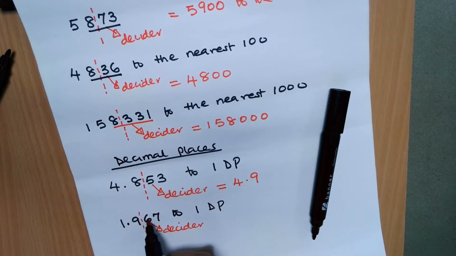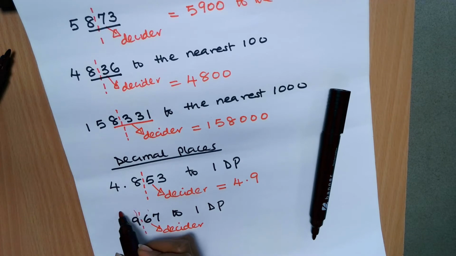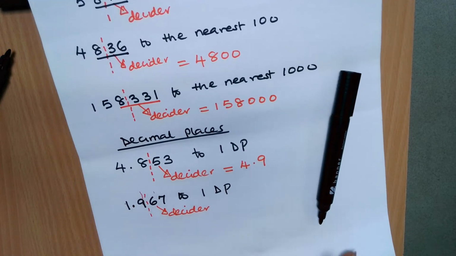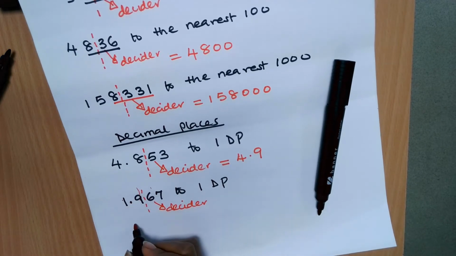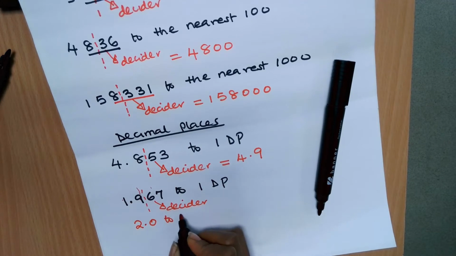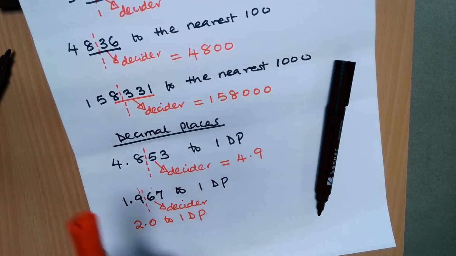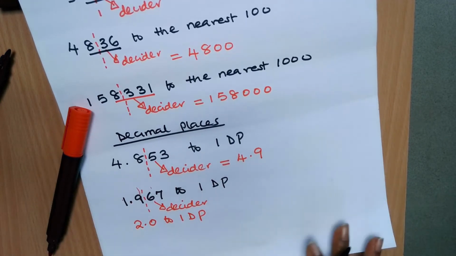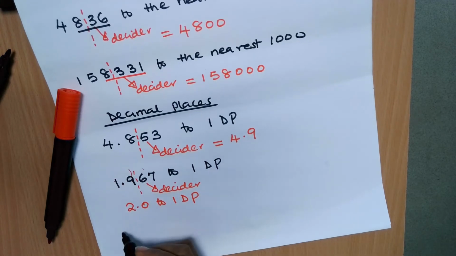So because it's more than 5, we round up. So if we round up, we're going to have 10 here. So we're not going to put 10. Instead, we keep moving until we get to the first digit. So it becomes 2.0 to 1 decimal place. Right? So let's look at another example.